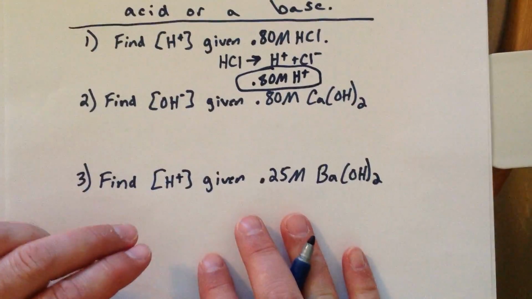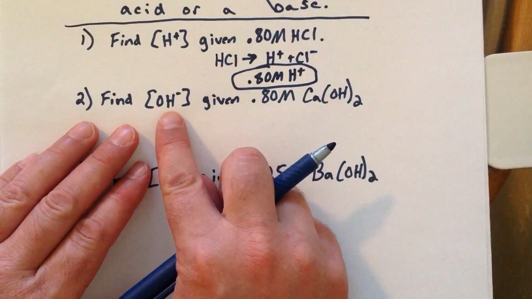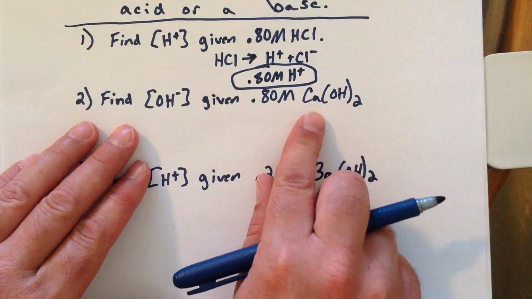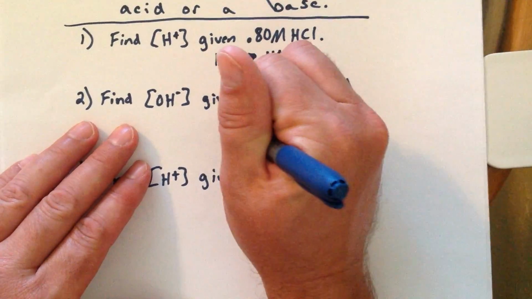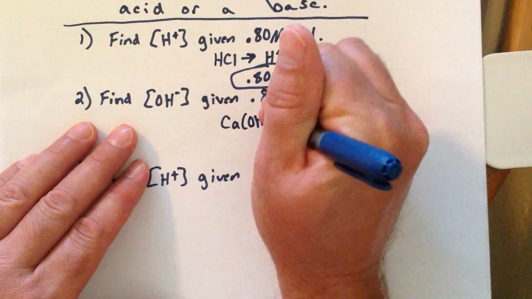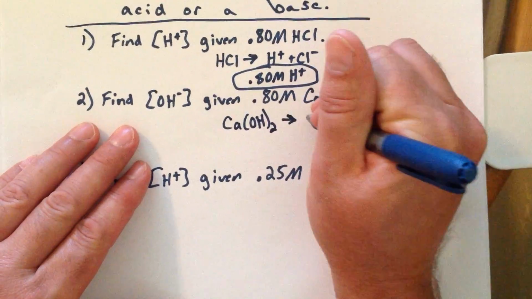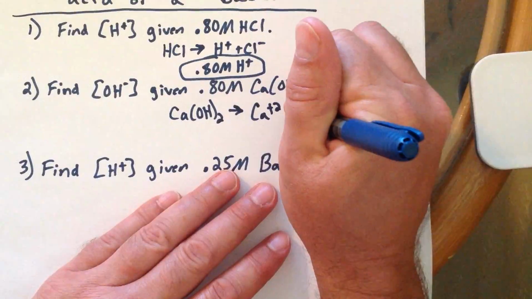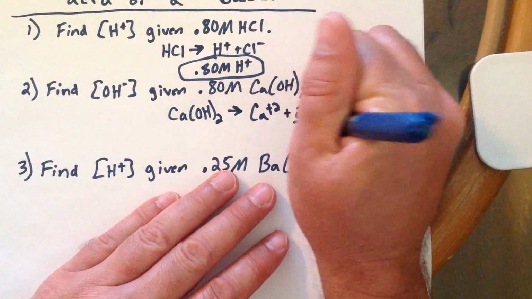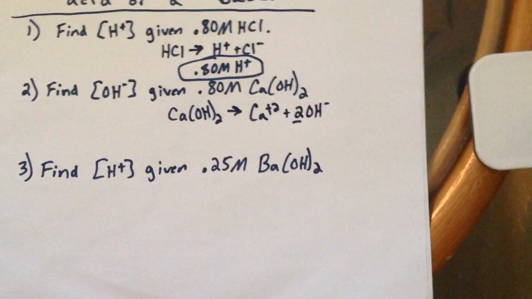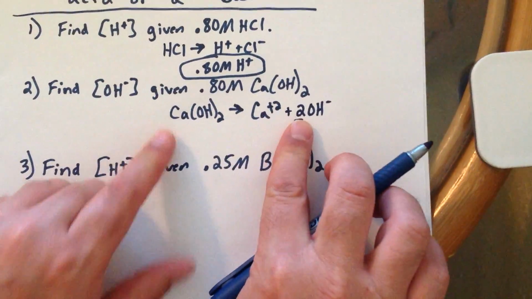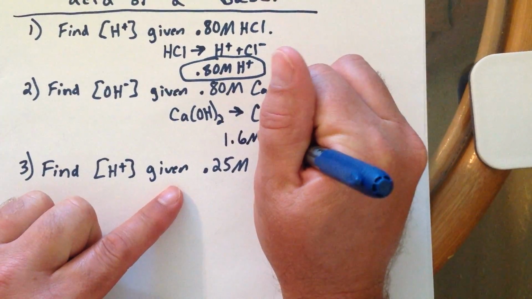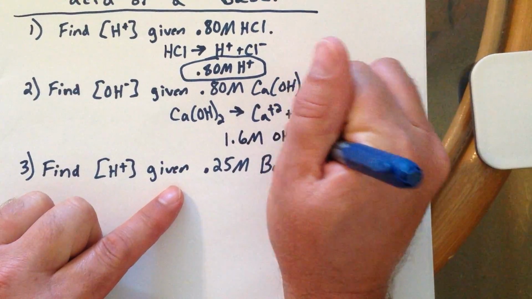So let's try that again for OH minus. What if we are looking for the hydroxide concentration given 0.8 molar calcium hydroxide? Now here we've got a little problem. Calcium hydroxide has two OHs. So when you break it up, you create calcium with a +2 charge plus 2 OH minuses. Because of that, you see you have a 1-to-2 ratio, so I would simply double that, and that's your concentration of OH minus.